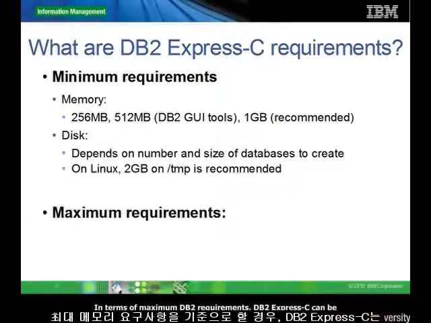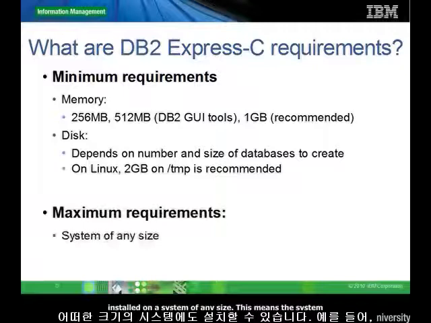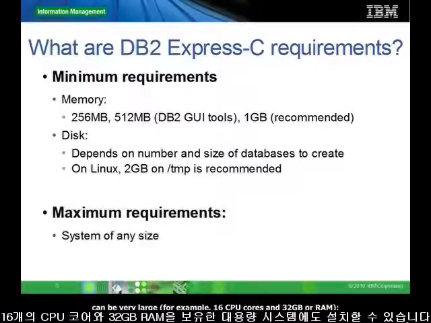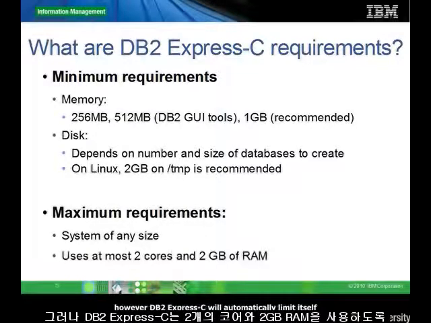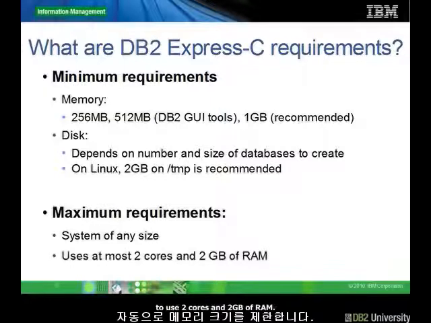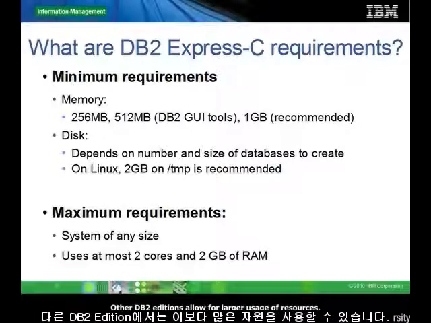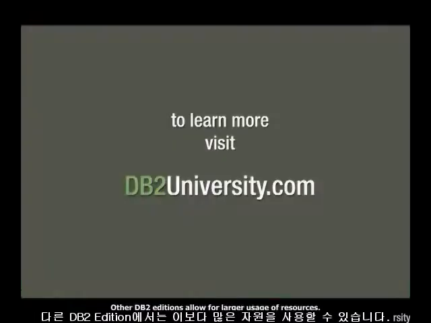In terms of maximum DB2 requirements, DB2 Express-C can be installed on a system of any size. This means the system can be very large, for example 16 CPU cores and 32 gig of RAM. However, DB2 Express-C will automatically limit itself to use 2 cores and 2 gig of RAM. Other DB2 editions allow for larger usage of resources.